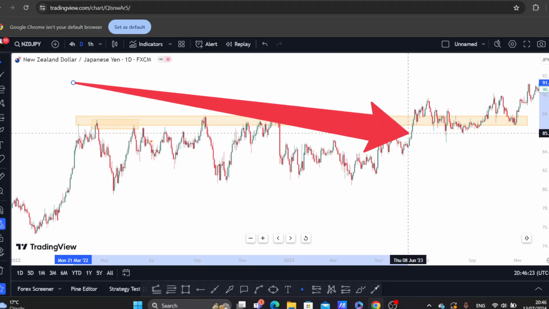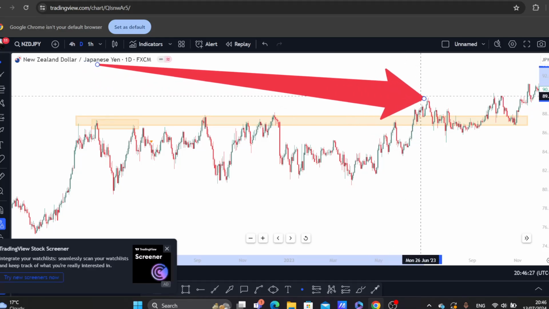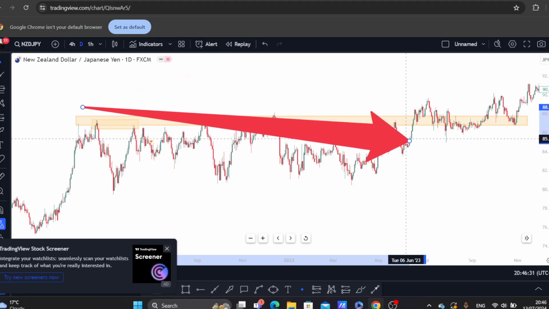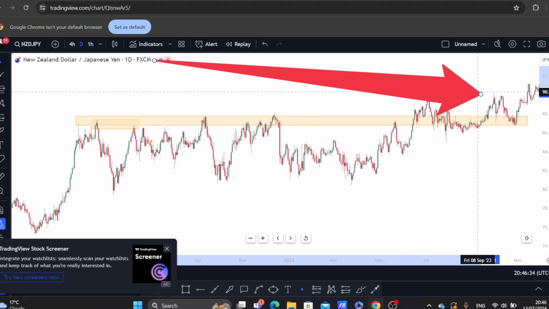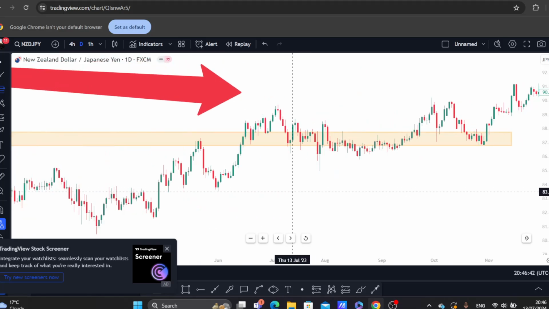So we anticipate that once the price comes back again, it will tap the demand area to push the market up. Okay, so let's identify our demand zone. So I'll zoom the chart for you.